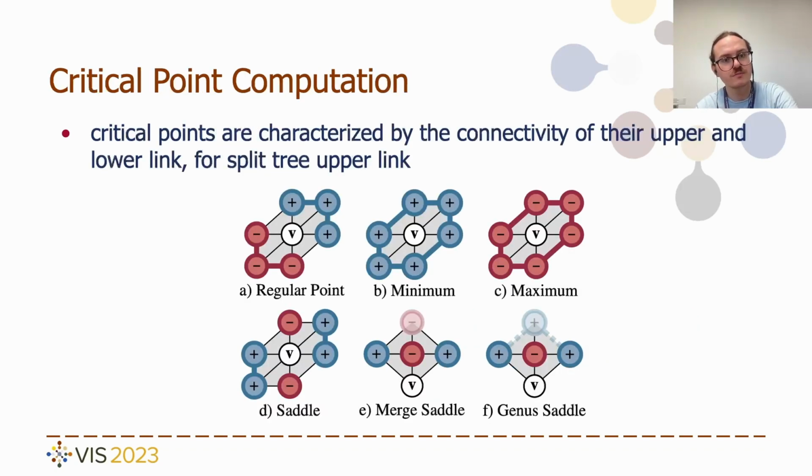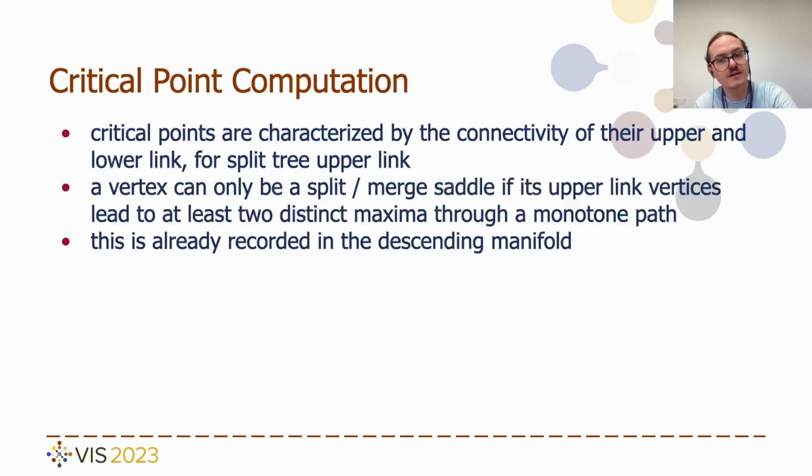For the critical point computation, we can see that the critical points are characterized by the connectivity of their upper and their lower link. For the split, we care about the upper link. And we can also see, as an optimization, that a vertex can only be a split or merge saddle if its upper link vertices lead to at least two distinct maxima through a monotone path. And this is already recorded in the descending manifold and can effectively just be seen there instantly.